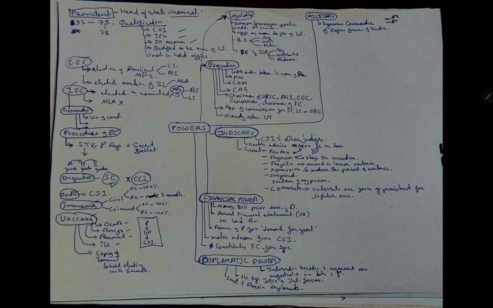Proportional representation means it has an equal representation. Secret ballot means the casting of the vote is secret. Secrecy is always maintained. This is not transparent.